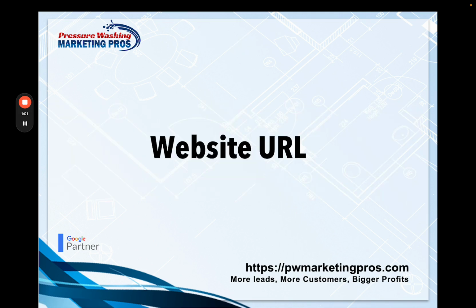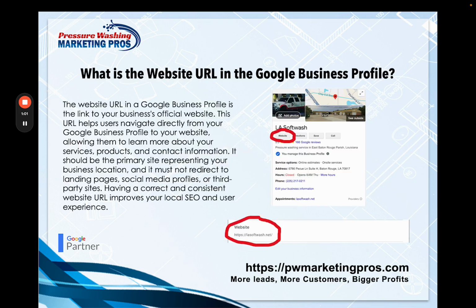So now we'll talk about the website URL. What is the website URL in the Google Business Profile, guys? Well, obviously, the website URL is a link to your business's official website, so this is where people can visit your website and get information about your services, products, your business location, and just overall about your business. As you can see, there's a button that you can click to get to your website, and then you can also display it right here.